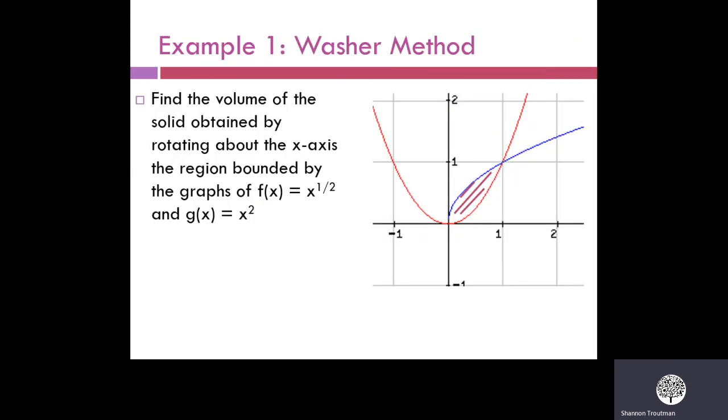All right, let's do another one of these. In this one, you're going to find the volume of the solid obtained by rotating about the x-axis the region bounded by the graphs of f of x equals x to the 1/2, or the square root of x, and g of x equals x squared. I already have this drawing done for you here, but I recommend at this point that you graph both of these on your calculator, or by hand. You should know what the square root of x and x squared look like.